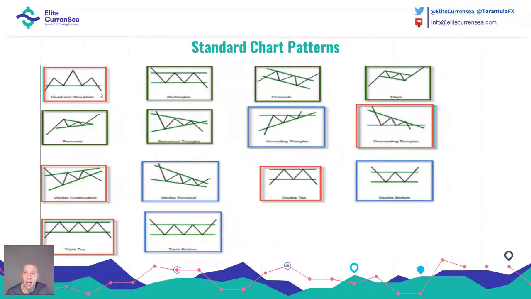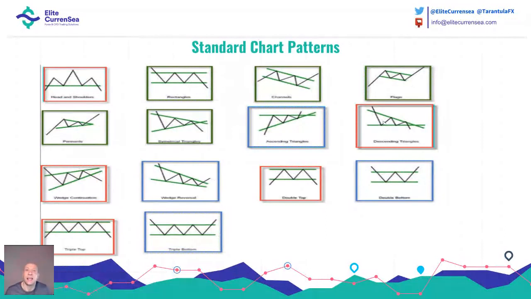So head and shoulders are a bearish pattern. The price usually goes down. Rectangles are a ranging pattern. Channels, descending channel is either a reversal from the top or reversal from the bottom. Flags are usually continuation. This is the form of a bullish flag. Pennant, usually continuation. This is a form of a bullish pennant. Symmetrical triangle, ranging. Ascending triangle, bullish. Descending triangle, bearish. Wedge continuation, bearish. Wedge reversal, bullish. Double top, bearish. Double bottom, bullish. Triple top, bearish. Triple bottom, bullish. Okay?